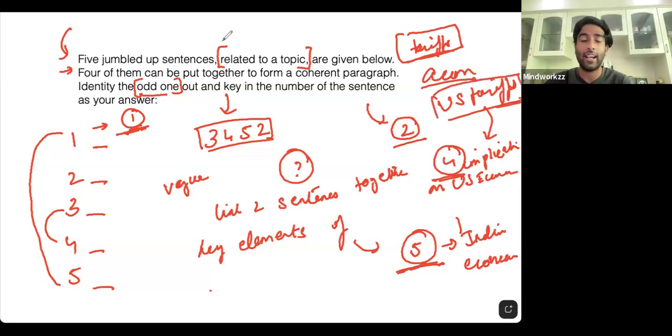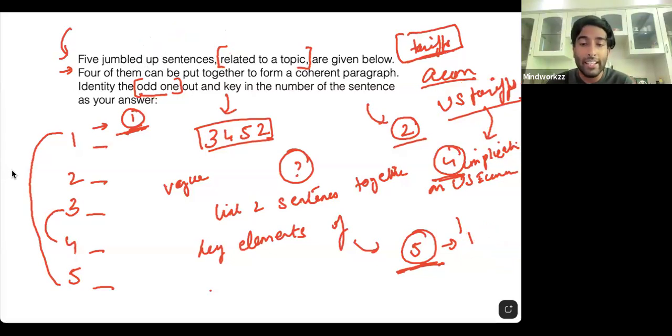As it says, 5 jumbled up sentences related to a topic. So all of them are going to be related to the same topic. And that is where students often get confused: all of these are related, so how do I actually find the odd one out?